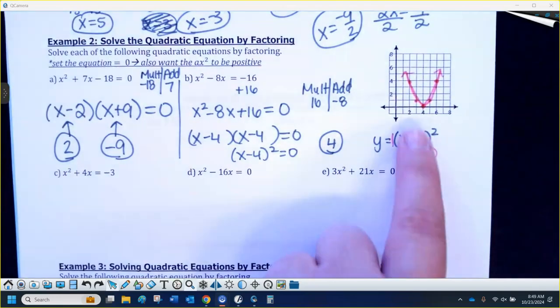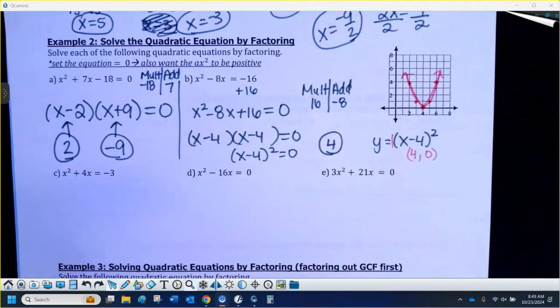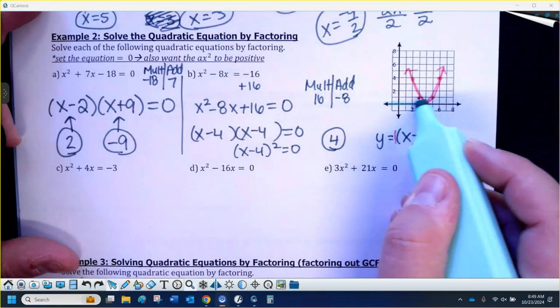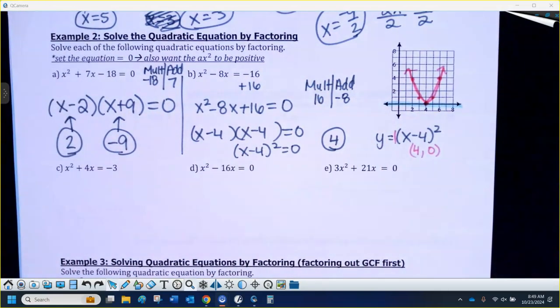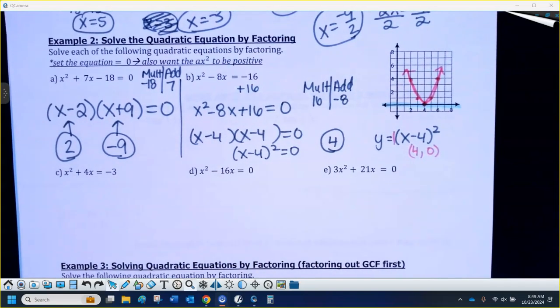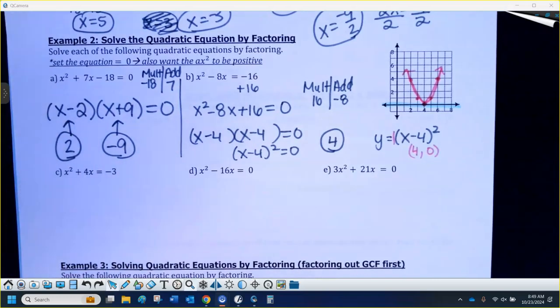Now this is the case where the 0 is just where the graph touches the x-axis. Most of these questions should have two answers. If you only have one answer, which we do here, the reason is that the vertex of that parabola is on the x-axis. That's what's going on for that question, and that's why it only has one answer. Most of these questions, I don't want to say all of them, should have two answers, unless you're in this situation where just the vertex touches the x-axis. If we were to graph the first one, it would go through the x-axis at 2 and at negative 9.